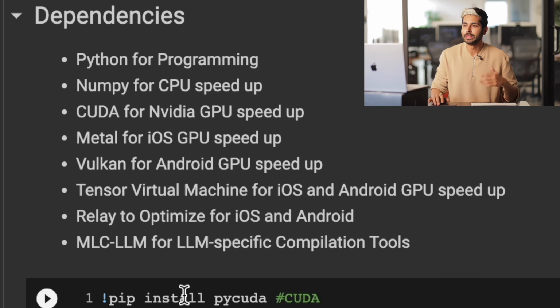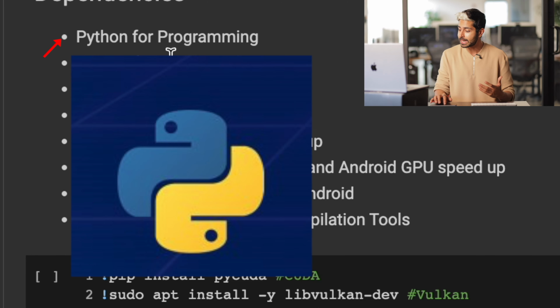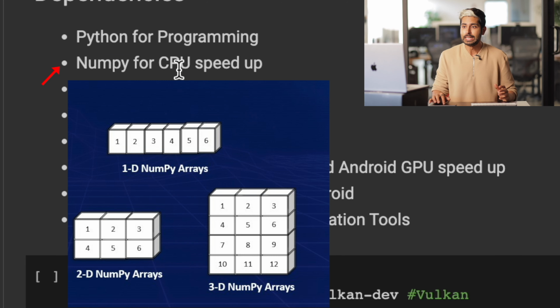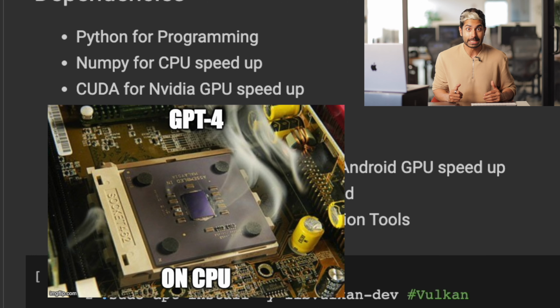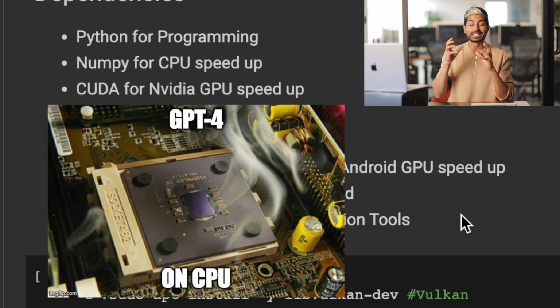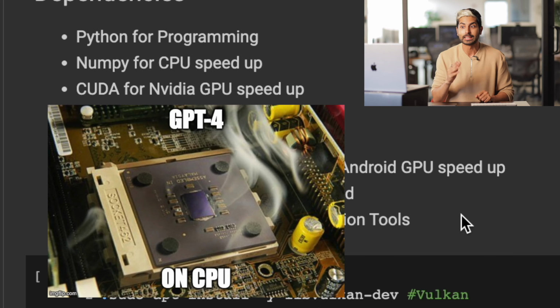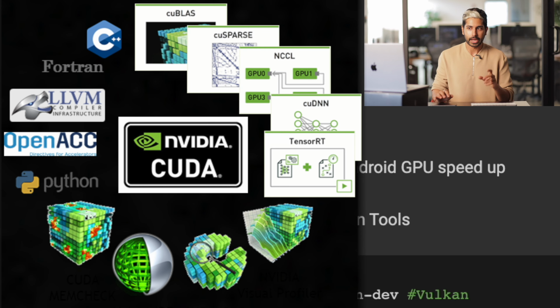Okay? So let's talk about our dependencies. The first dependency that we're going to need is Python for programming. That one should be obvious. The next one is NumPy. Now, what NumPy does is it allows us to speed up certain operations on a CPU. And that's what we're using in this Google Colab notebook. It's using a CPU created by a company called Intel. And I'll explain what that is and what the difference between that and a GPU is later. Then we're going to use CUDA. And CUDA is NVIDIA's programming language for programming on their GPU.